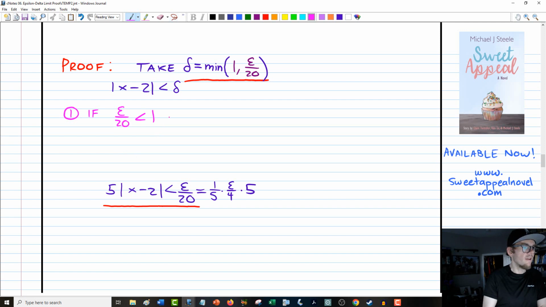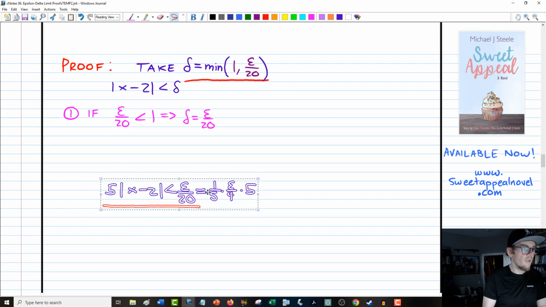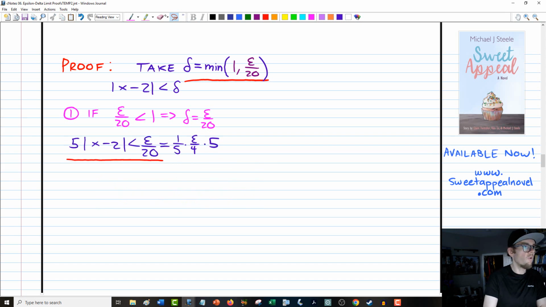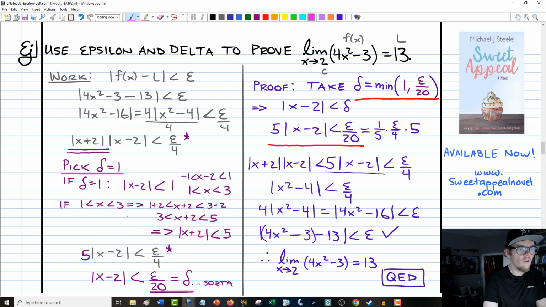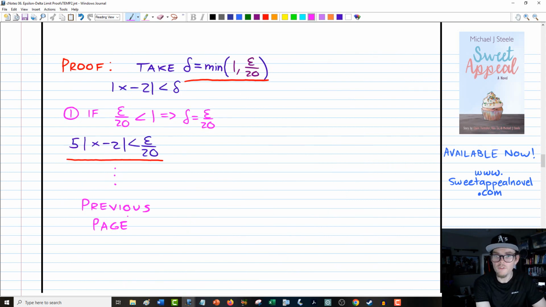Well, based on that, that would imply that delta is going to be the smaller of those two, so delta equals epsilon over 20. Based on that, we would do exactly what we did before. It would work out exactly the same way, every step following through, just like the previous page. We already did that. Been there, done that. So that is our first piece. That first page, like what I wrote in our proof here, made the assumption that epsilon over 20 was smaller. So that was case 1.